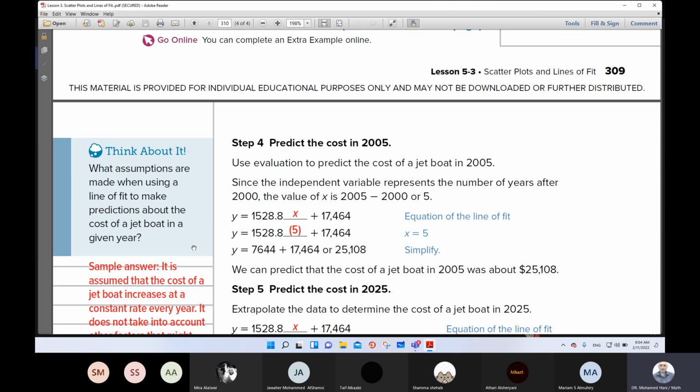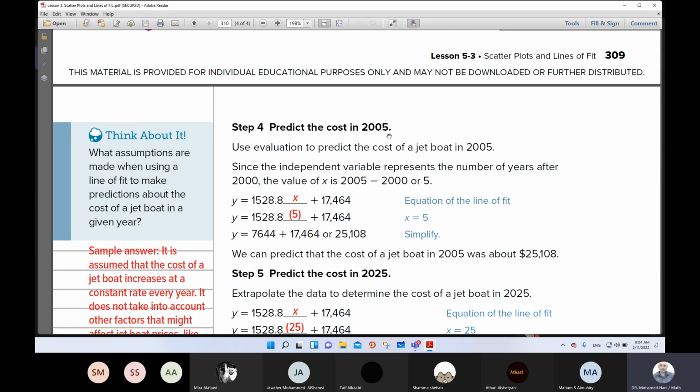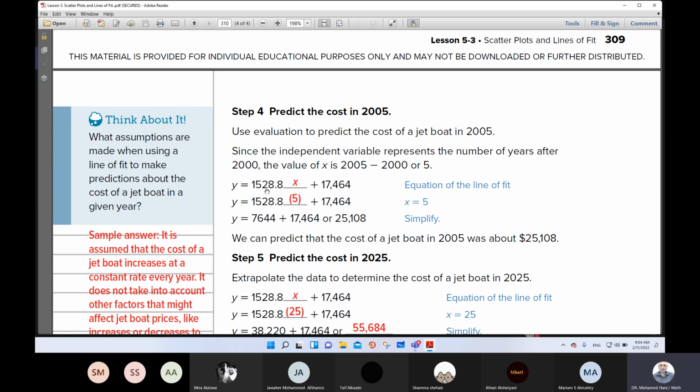Then predict the cost of the jet boat in 2005. So use evaluation to predict the cost. How? We can go to the same equation and put the value here 5. Why 5? Because this is the 5th year, starting from 2000 to 2005. You will get 5 years. So represent the value of x as 5. Then substitute here, then simplify. You will get the value in this year.